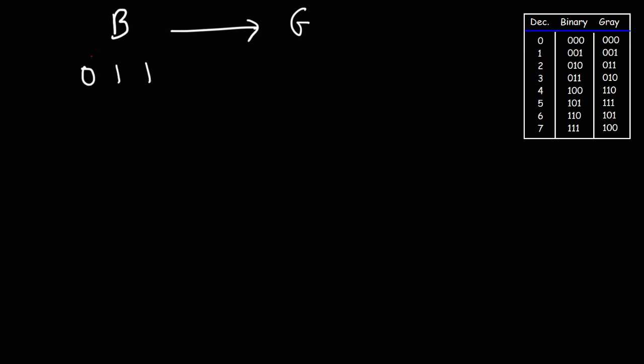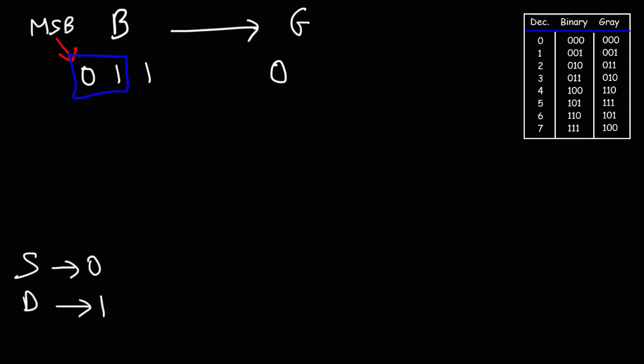So the first thing we need to do is rewrite the MSB, that is the most significant bit, which is 0. Now, the next thing we're going to do is compare these two numbers. If they're the same, we're going to write 0. If they're different, we're going to write 1. 0 and 1 are different, so we're going to put 1. Next, let's compare these two. So 1 and 1, they're the same, so we're going to write 0. And thus we can see that the binary code 0, 1, 1 corresponds to the gray code 0, 1, 0.